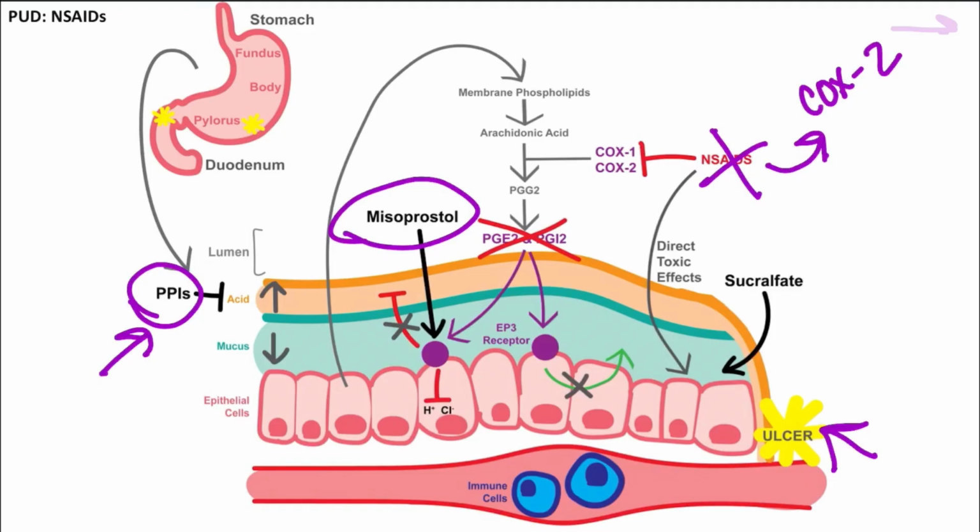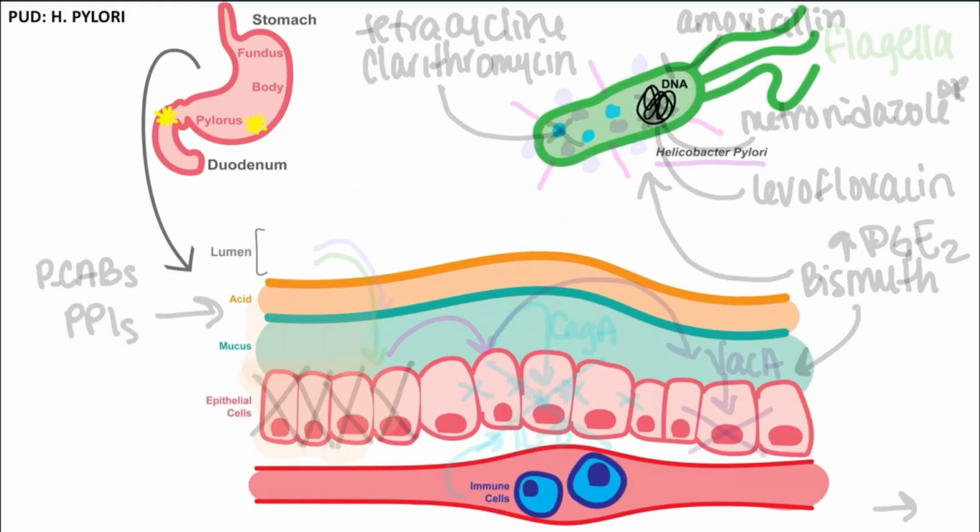So now let's move on to our second cause of peptic ulcer disease, being H. pylori, and how this is addressed from a pharmacologic perspective. So moving to the next slide, let's talk about Helicobacter pylori, or the H. pylori organism first. So H. pylori is a gram-negative rod bacteria that has several virulence factors that aid in its ability to colonize the GI mucosa, leading to ulcer formation.